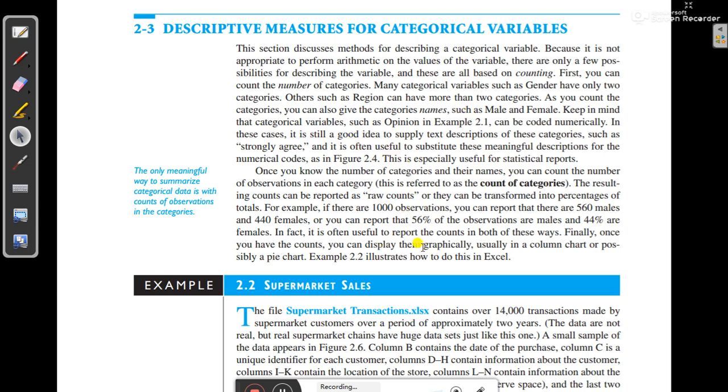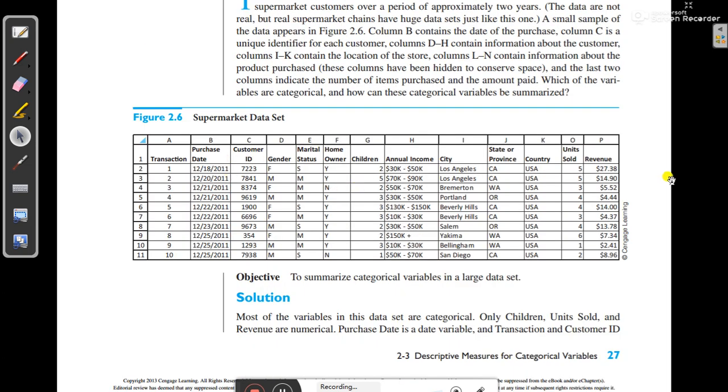Like here you can see in this chart, this is a date variable, this is customer ID, and this is transaction ID. These data are numerical, but they are not included in the analysis process. They are important to index those data, or you can say to find those data, to search those data using these values. But we are talking about categorical variables here.